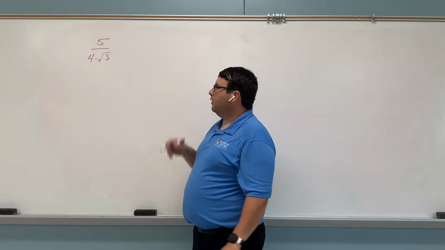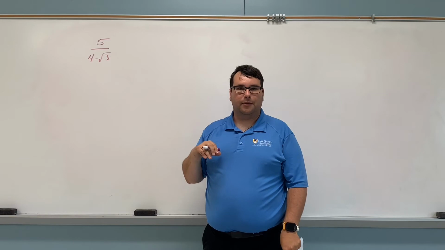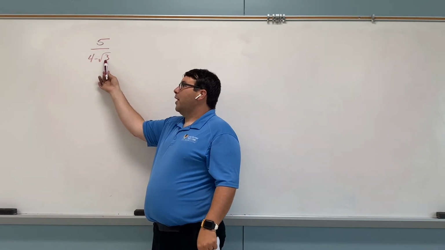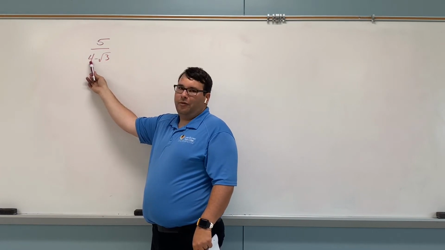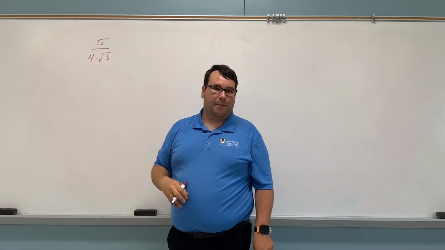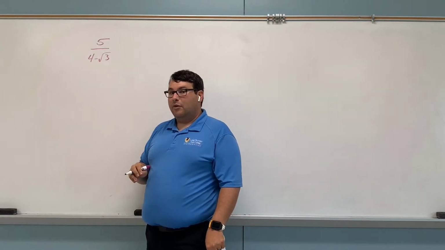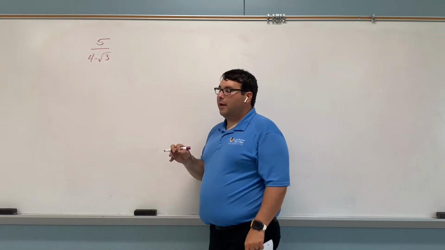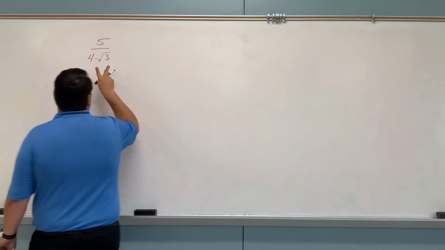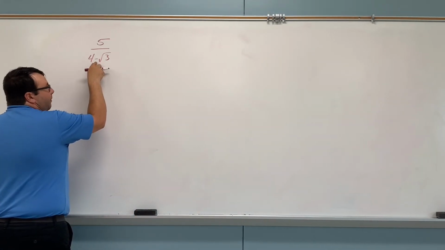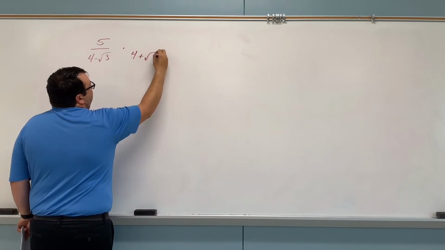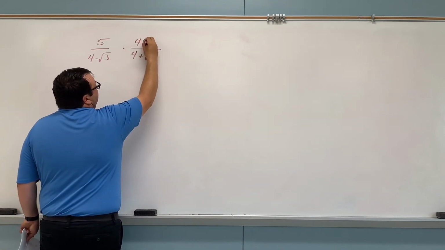If you try to multiply by the square root of 3 to both top and bottom and call it a day, the problem that you're running into is, yeah, you'll clear the radical here, but you introduce a radical here. And that's a problem because you're still dealing with a radical in the denominator. So instead, what you want to do is multiply using a conjugate. And what is a conjugate? It's the same exact terms with the opposite operation. So I'm going to multiply by 4 plus the square root of 3 to both top and bottom.